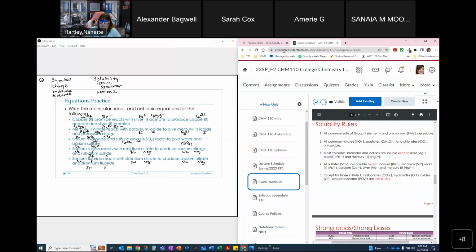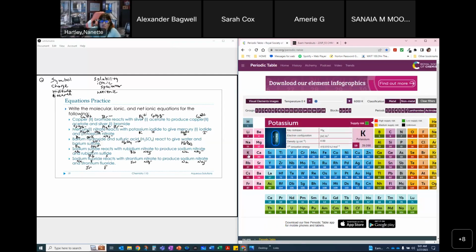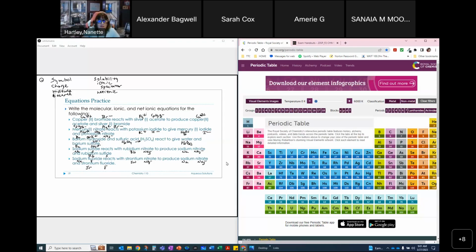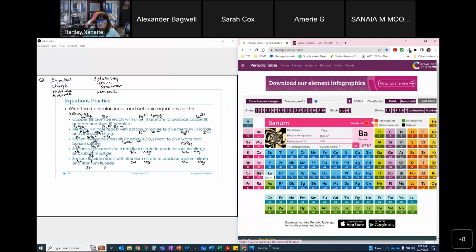My potassium, again, is an alkali metal, so it's going to be a +1. And my iodine, again, a halogen, is going to be a -1. So that's how I have charges for those. Potassium K, NO3 minus. We talk about our barium. Barium is right here. It's an alkaline earth metal, so it's going to lose 2 electrons to become a Ba2 plus. 2 plus there.